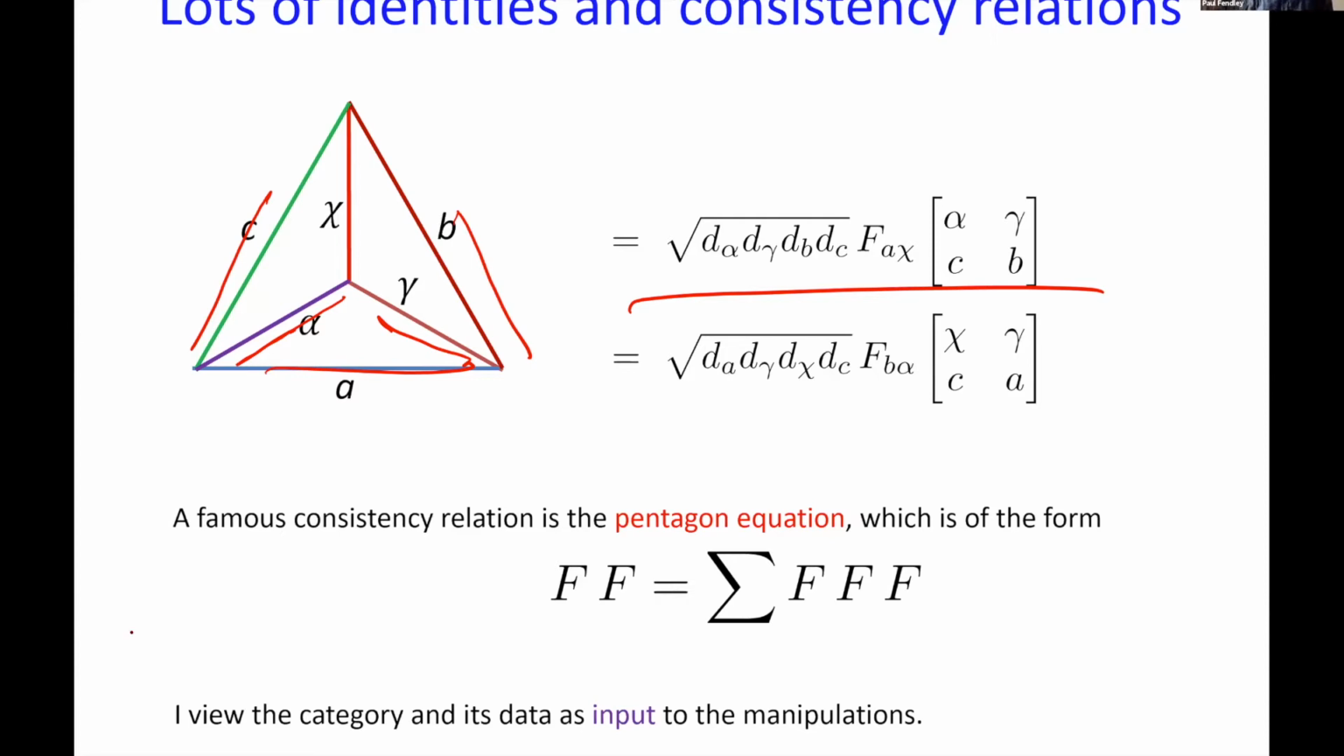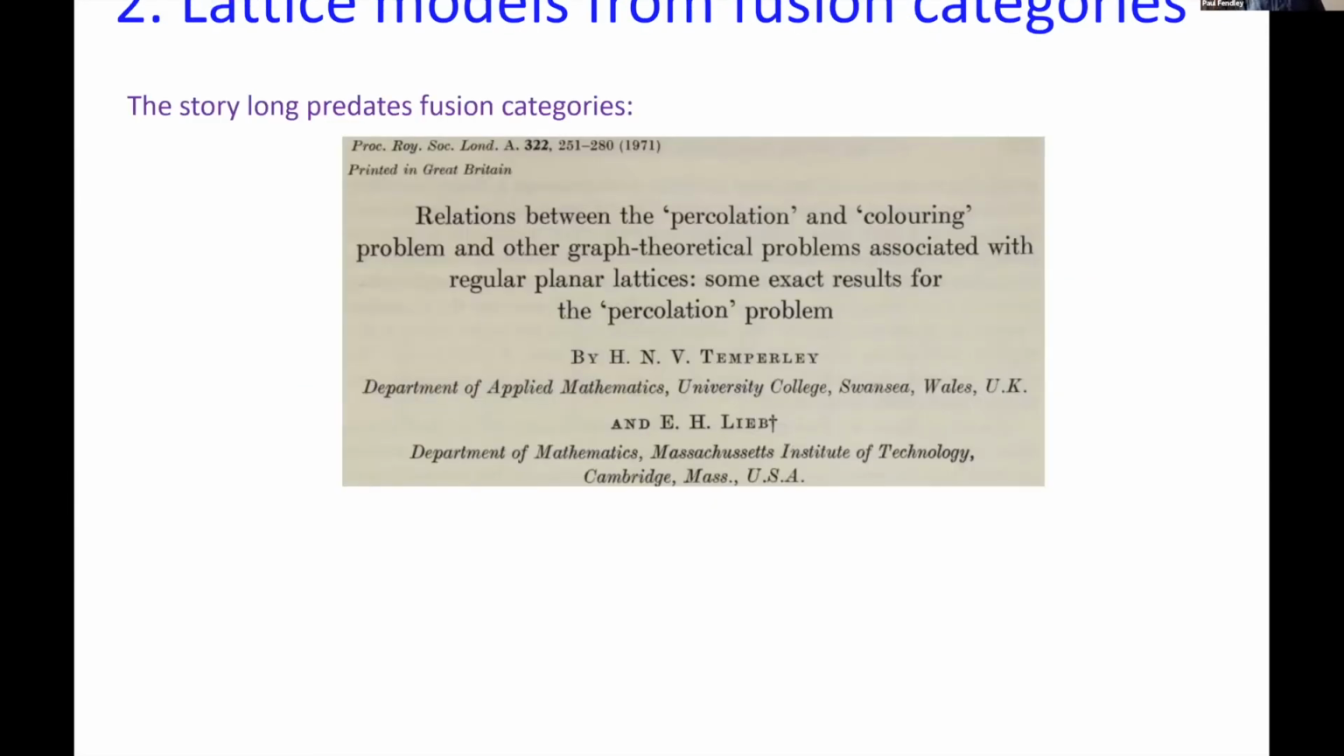And again, the category for me today is input. I'm not going to say anything new about categories. I am going to say something new, I hope, about lattice models. All right, so now I'm going to tell you how lattice models come from fusion categories. And I should say the story begins well before the words fusion and category were ever put together. It goes back at least to work by Temperley and Lieb, or at least the connection to lattice models, I should say, goes back a long way.